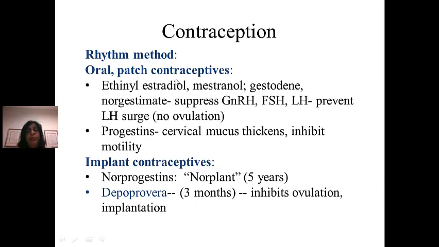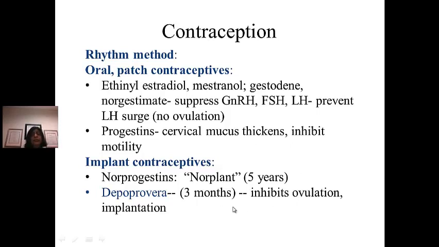Oral contraceptives, patch contraceptives, involve a combination of a small amount of estrogen and progesterone. So that is typically how it is. The combination of estrogen and progesterone would prevent the surge of FSH and the surge of LH that we see prior to ovulation. Without the surge, there is no ovulation. Without the ovulation, there is no fertilization.